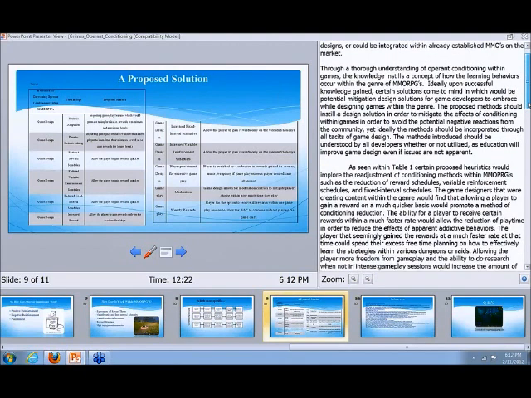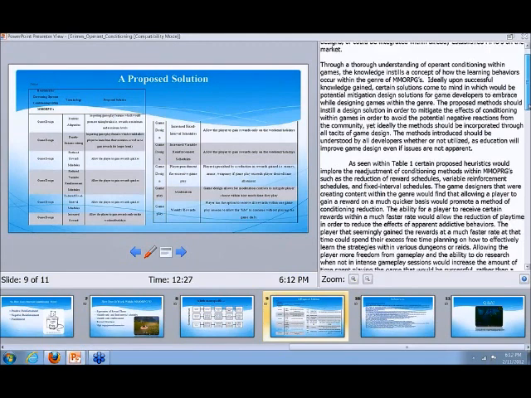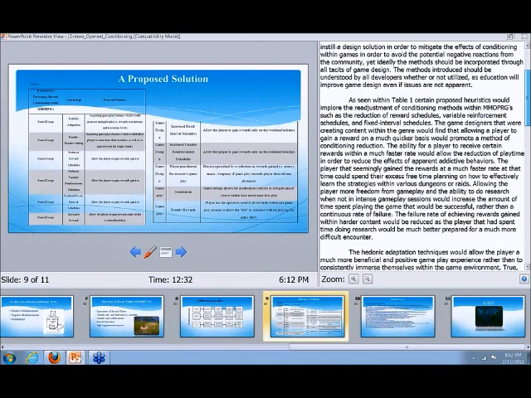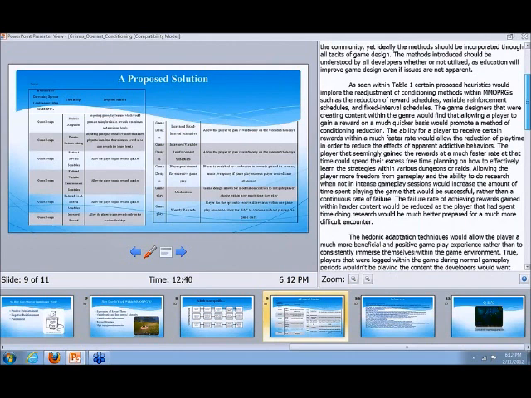As seen within the table, proposed heuristics would implore the readjustment of conditioning methods within MMOs, such as the reduction of reward schedules, variable reinforcement schedules, and fixed interval schedules. The game designers creating content within the genre would find that allowing a player to gain a reward on a much quicker basis would promote a method of conditioning reduction. The ability for a player to receive certain rewards at a much faster rate would allow the reduction of play time in order to reduce the effects of apparent addictive behaviors.